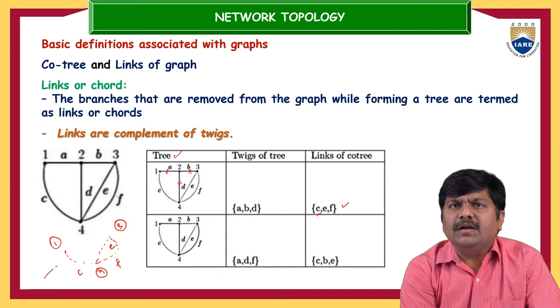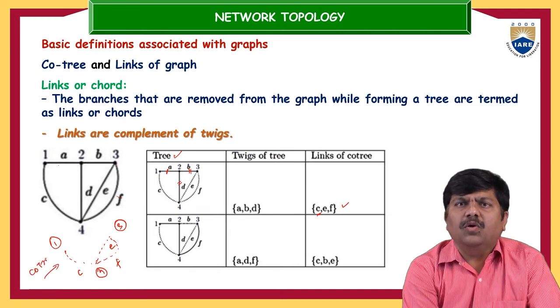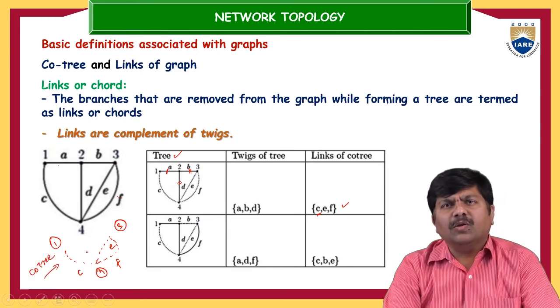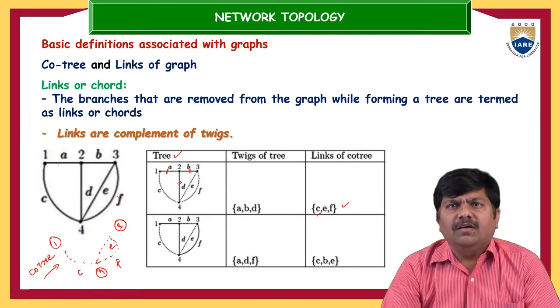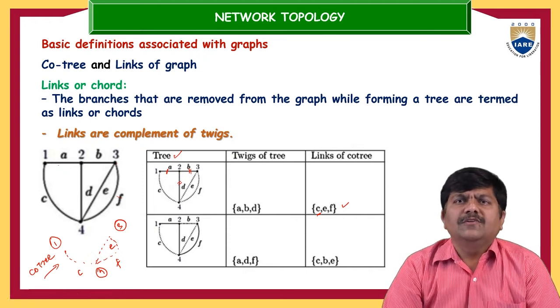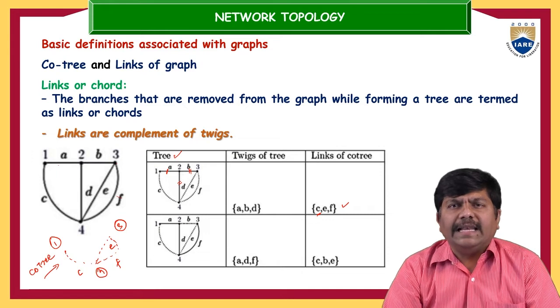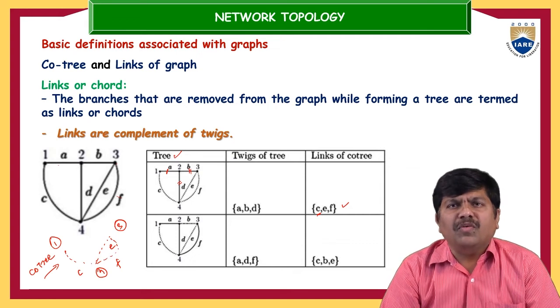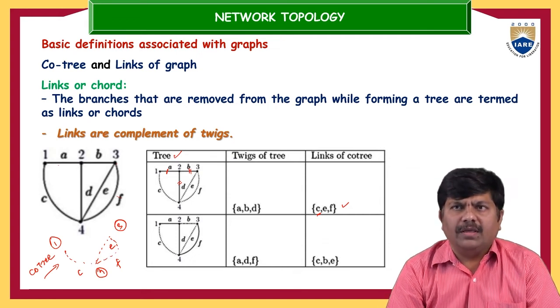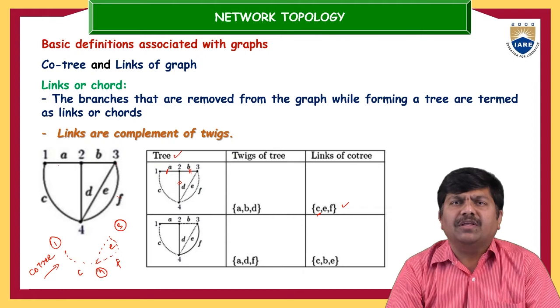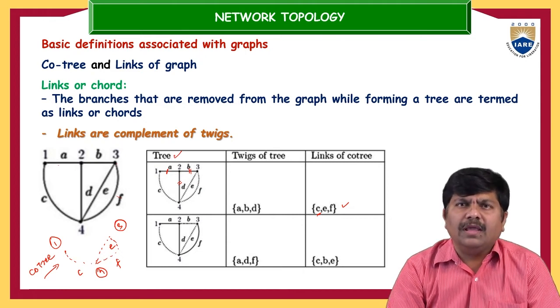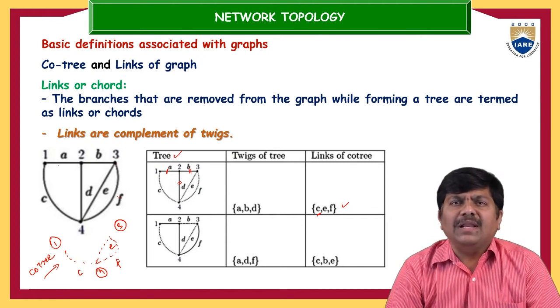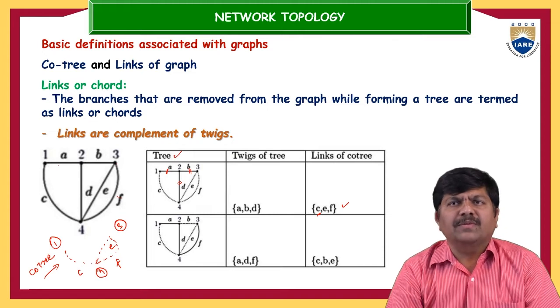So this exactly is called a co-tree. In that co-tree, what are the branches we are going to see? The branches of the co-tree are nothing but the links. The links, in another way, can be defined as the elements that were removed in order to form the tree. So it is the co-tree. These are complementary to each other. If you add the tree to the co-tree, finally we are going to see the complete original graph. That's the meaning of this.